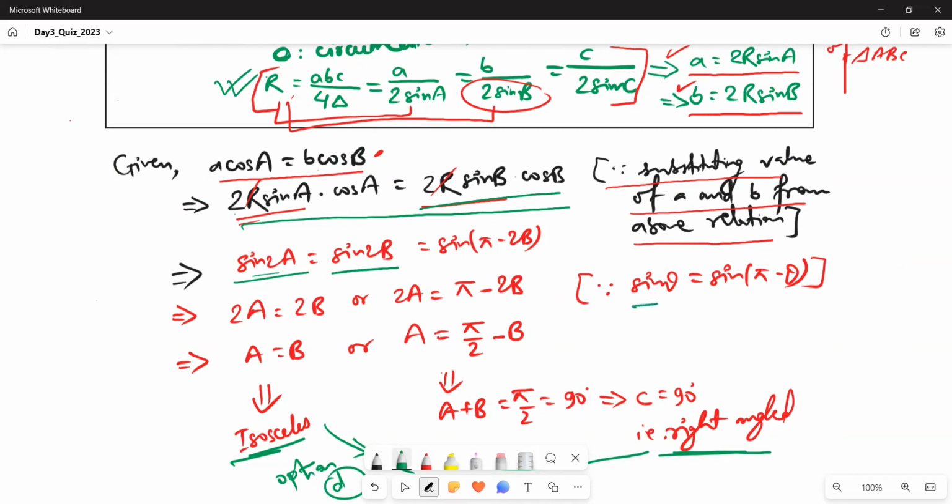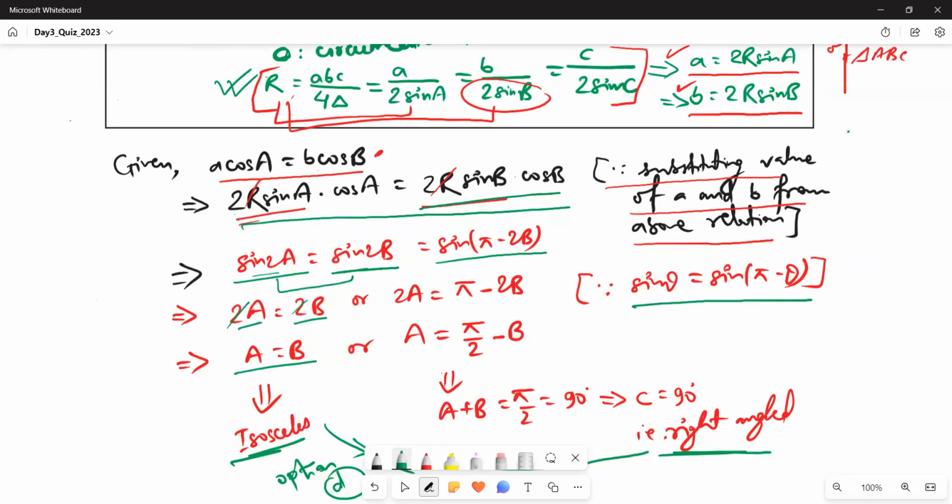Also we know that sine theta is equal to sine pi minus theta. So this sine 2b can be written as sine pi minus 2b. From these two, we can get that 2a is equal to 2b, that is, 2 times angle A is equal to 2 times angle B. When you cancel 2 and 2 on both sides, we get angle A is equal to angle B.